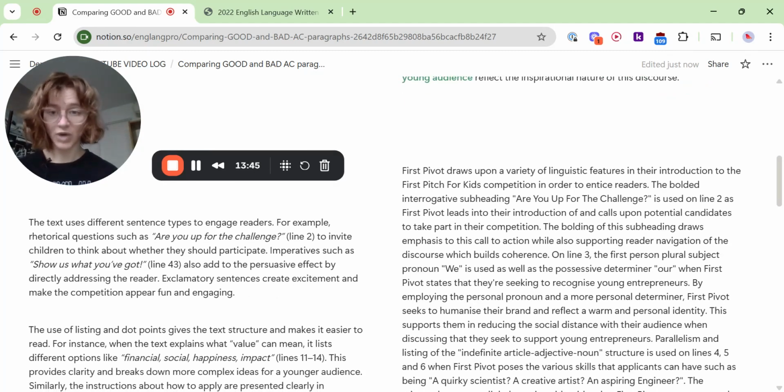I think we'll just cover one. Let's talk about different sentence types on the left. We'll talk about the mid-range scoring one first. "This text uses different sentence types to engage readers. For example, rhetorical questions such as, 'Are you up for the challenge?' invite children to think about whether they should participate. Imperatives such as, 'Show us what you've got,' also add to the persuasive effect by directly addressing the reader. Exclamatory sentences create excitement and make the competition appear fun and engaging."